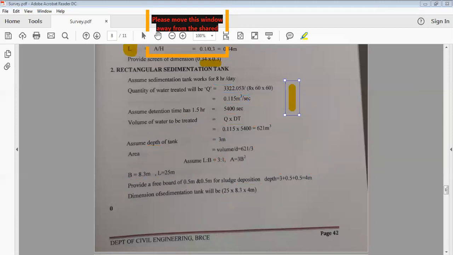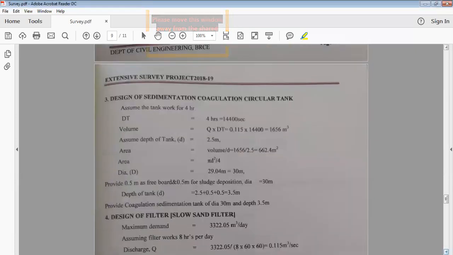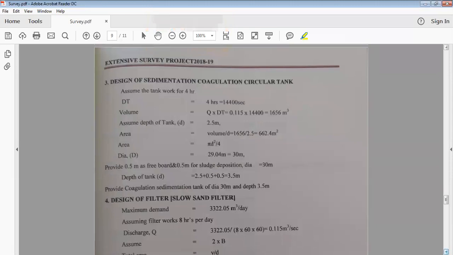Next, what was remaining? One more tank was there, where coagulation was provided. Here also, in the same fashion, we assume the tank works for 4 hours. We converted that in terms of seconds. Then volume is Q flow into detention time. The detention time is this much. The Q value, flow, we already calculated in meter per second. If you do that, we get the volume.